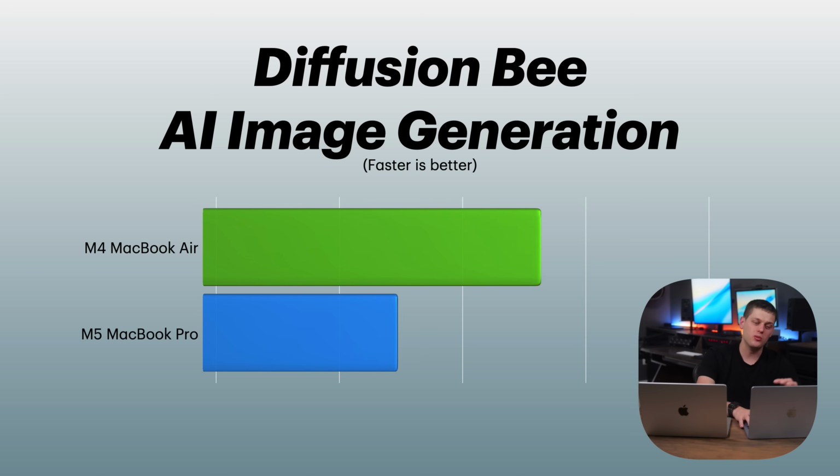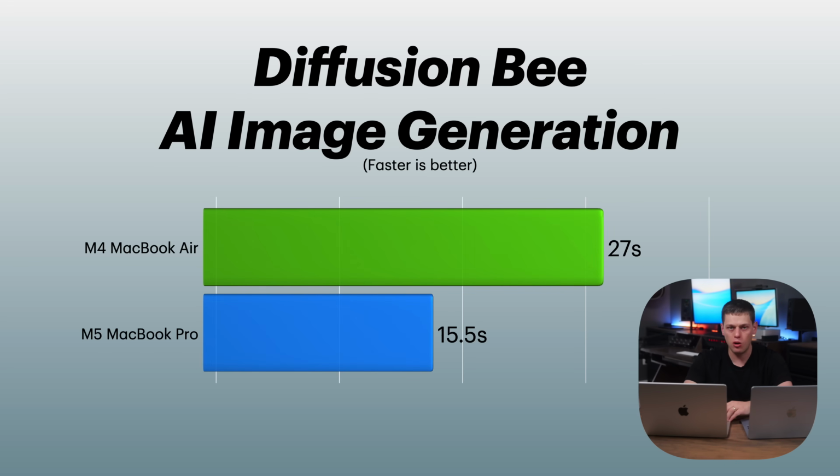The first AI software I tested was Diffusion B image generation, and I generated a cat working on a laptop with nachos on the side. And with the MacBook Air, it took 27 seconds to generate this. And with the MacBook Pro, it took 15.51 seconds, so almost double the speed on the M5.